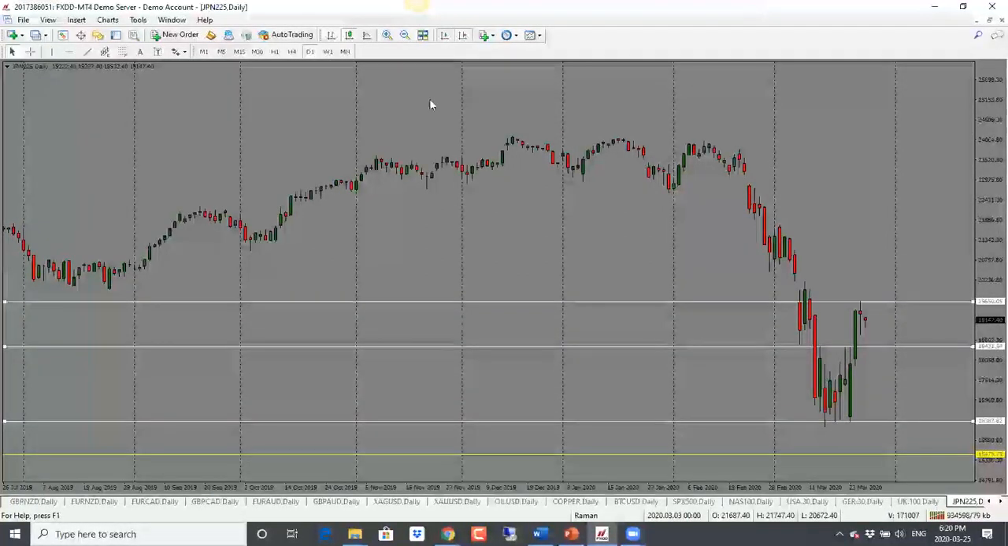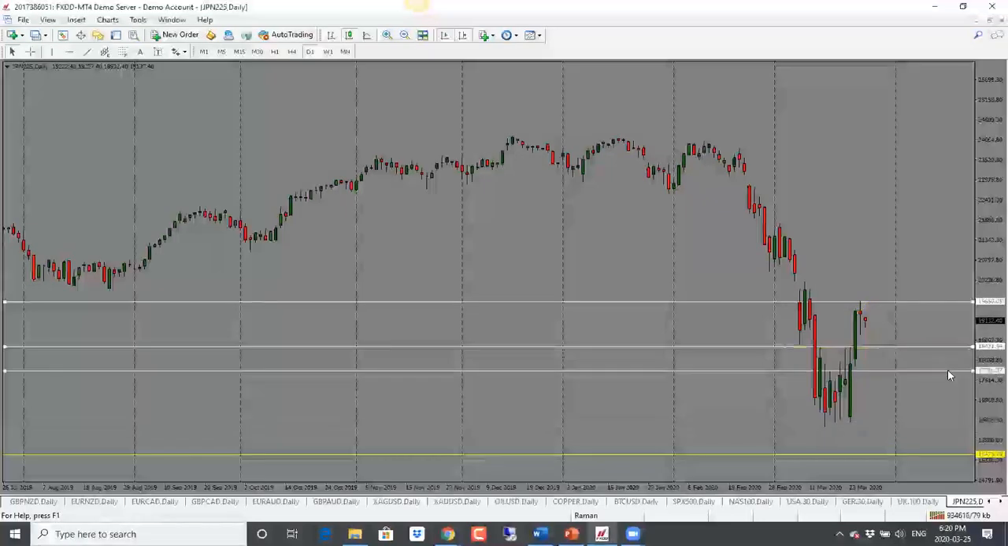If price holds below this level of 19,650, I'm looking for a drop here. So 18,430 is the first target here. And then below that, we're looking at 17,760. So bias here is neutral for Nikkei. My apologies.